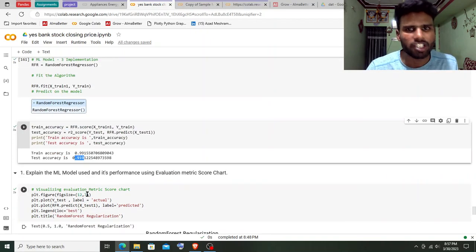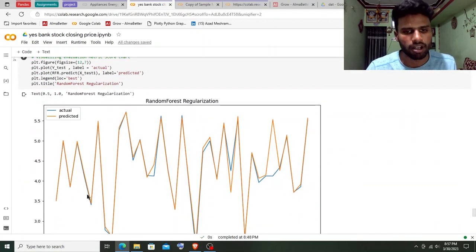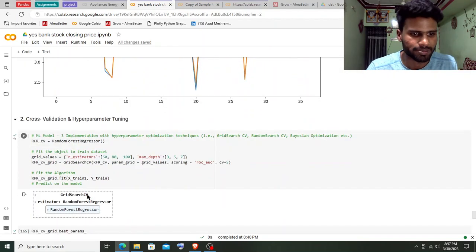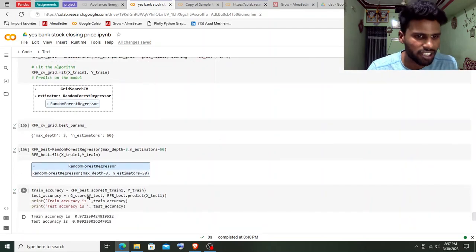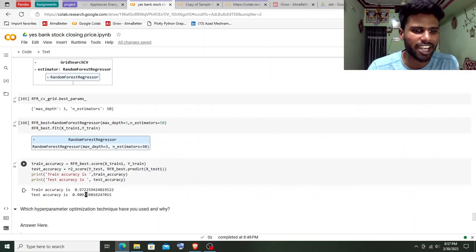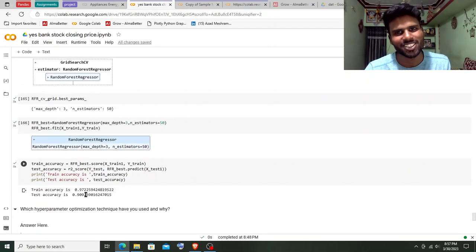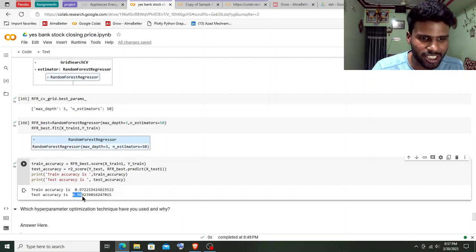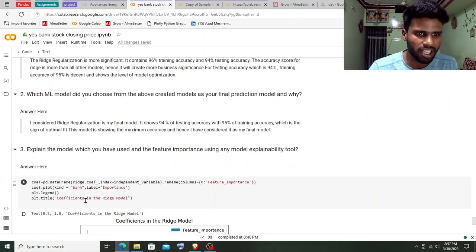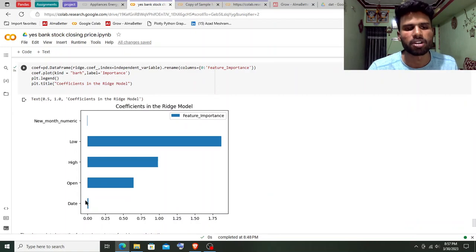That is the only thing I have done here for pickling itself. This is again a visualization. Even after cross validation, random forest has not increased its accuracy at all. It decreased to 90%. Now let's move toward feature importance. By this particular graph we could come to the conclusion that the feature low is the most important feature.